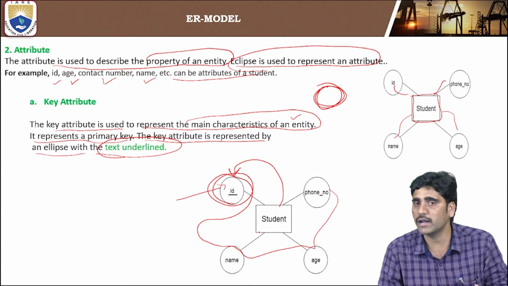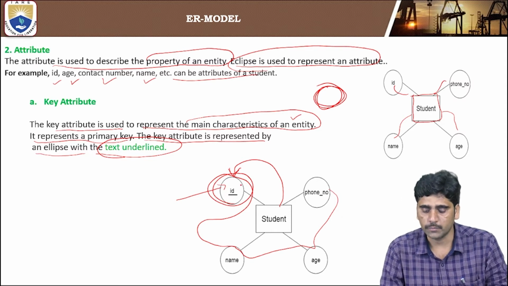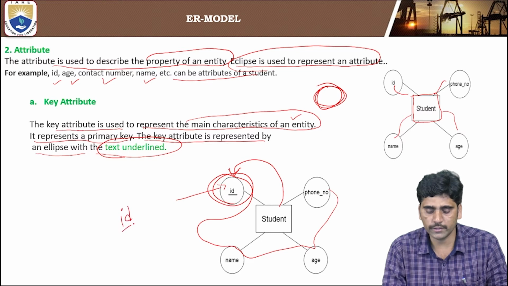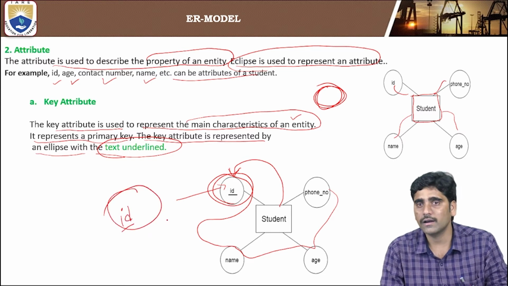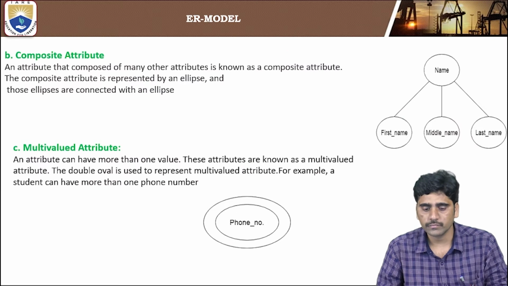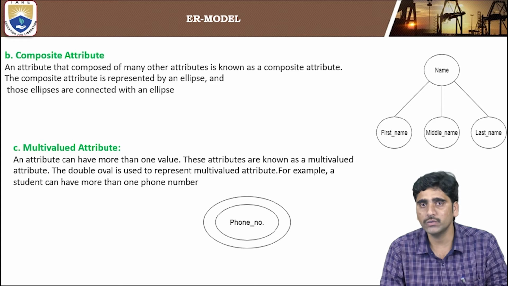So all the other attributes like phone number, age, name are depending on the ID, which is the key attribute. How are we representing key attributes? We represent the key attribute with underlined text inside the ellipse symbol. So this is about the key attribute, and we'll see the next two attributes, composite attribute and multi-valued attribute.